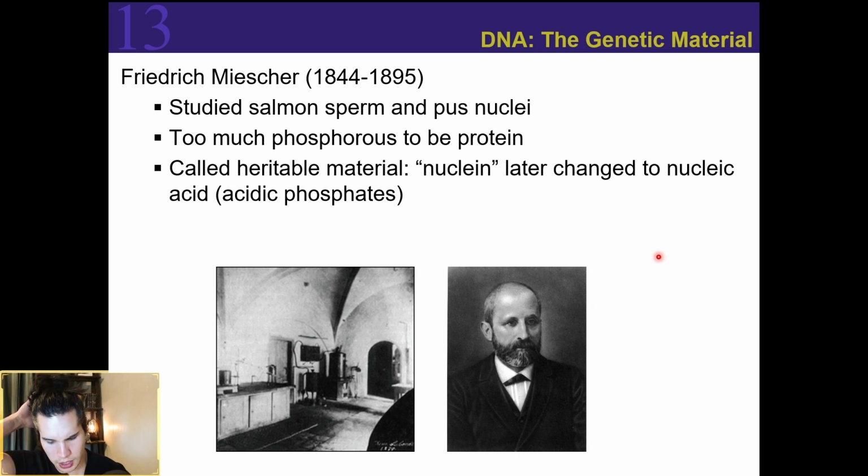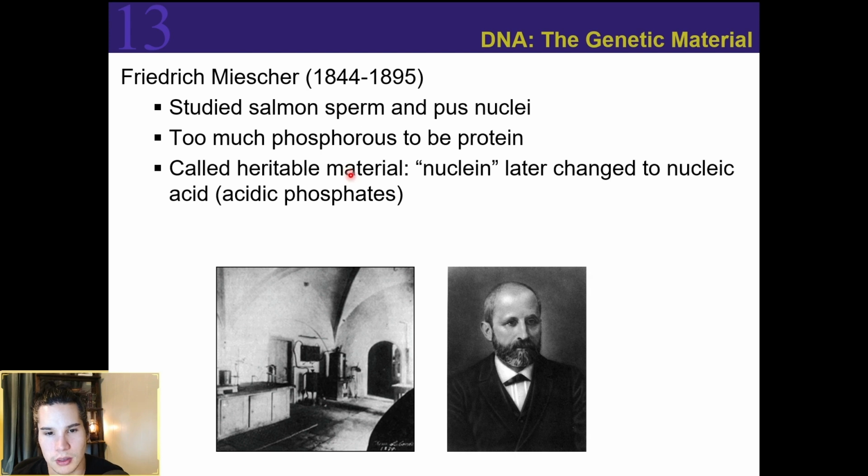Pus is actually a substance composed of cell debris, infectious material, and white blood cells, specifically neutrophils that are recruited to sites of infection. And what he did was he actually extracted the white blood cells of pus and looked at their nuclei to study heritable material or genetic material.